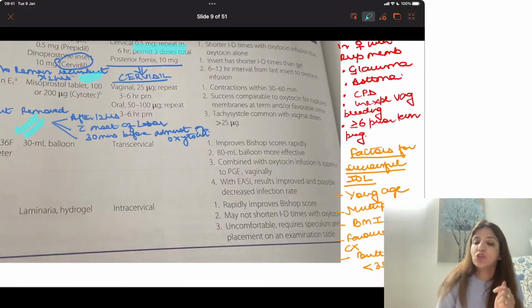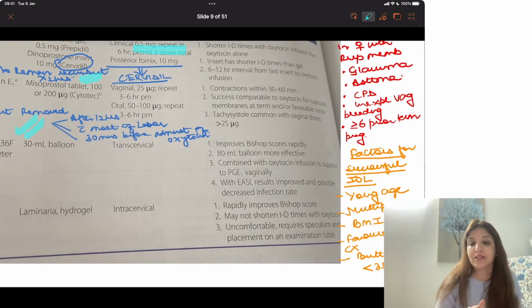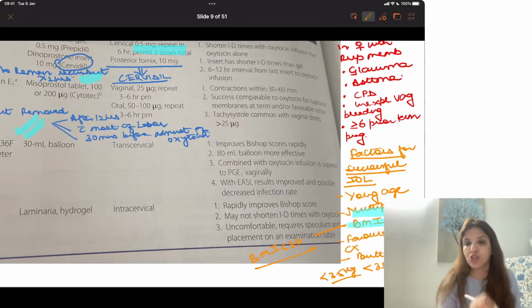Now, there is one more thing which the new edition of Williams says, what are the factors for successful induction of labor? So the factors which are associated with successful induction of labor are: number 1, young age of the patient; number 2, if the patient is multiparous, then the chances of induction of labor are high; number 3, if BMI is less than 30. So you cannot see less than 30 over there, I'm writing it here. BMI less than 30 is associated with increased chances of successful induction of labor. Number 4, favorable cervix, and number 5, birth weight less than 3.5 kg. So if the birth weight of the baby is less than 3.5 kg, then these are 5 factors which are associated with increased success of induction of labor.